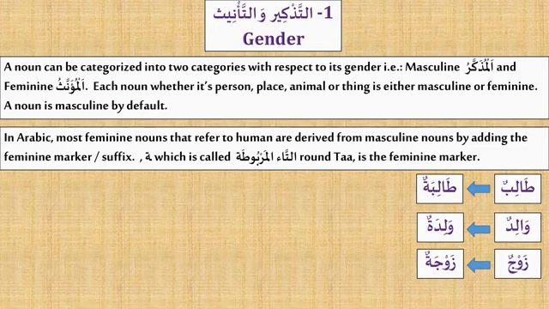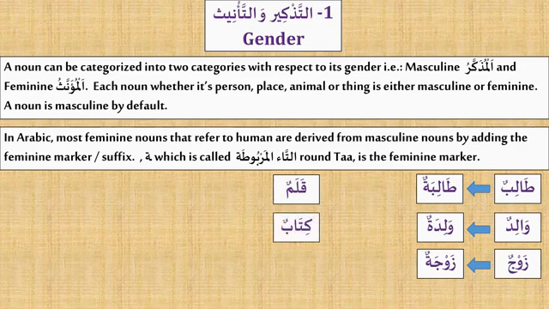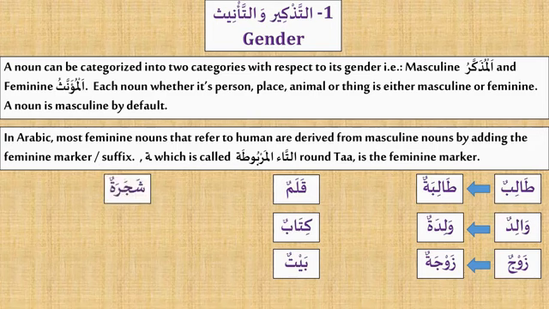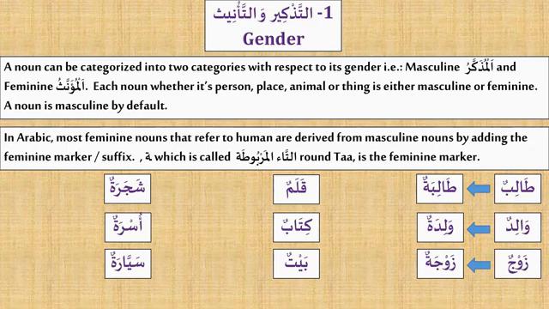We said earlier that a noun is masculine by default. The nouns are masculine by default. Examples, qalamun, pen, kitabun, book, a pen, a book, baytun, a house. These are considered as masculine because they don't have ta marbuta at the end of the word. If we add ta marbuta, it will be feminine, such as shajaratun, a tree, usratun, a family, sayyaratun, a car. All these are considered as feminine because they have ta marbuta at the end.